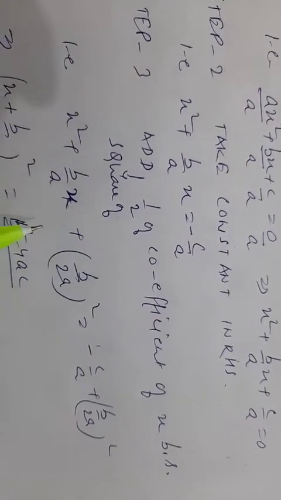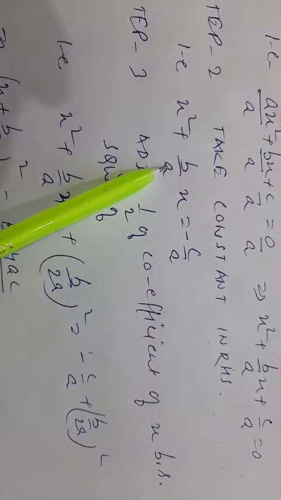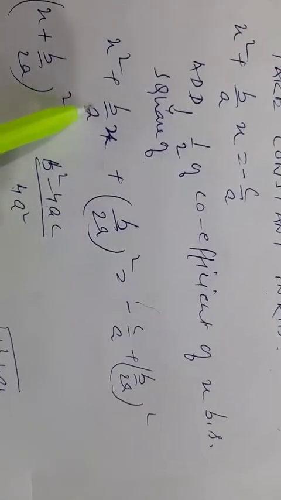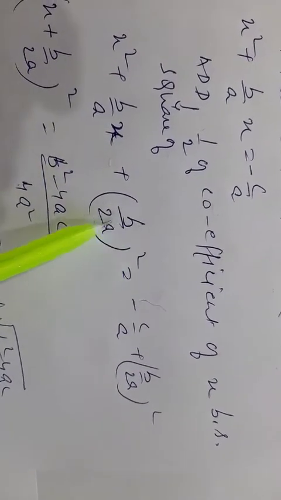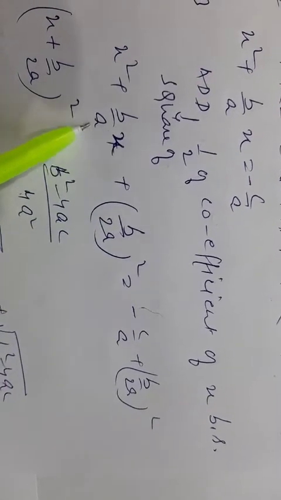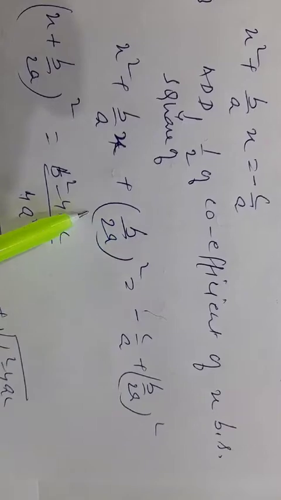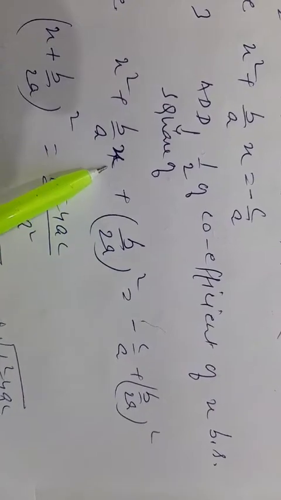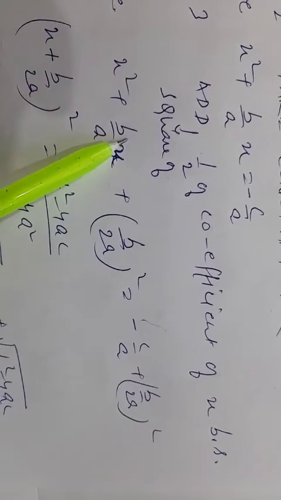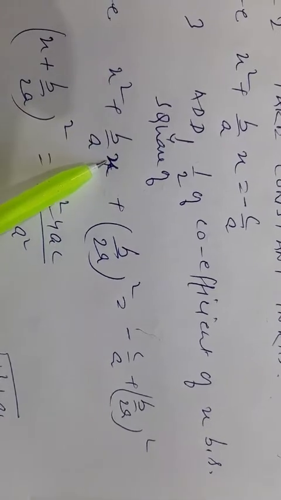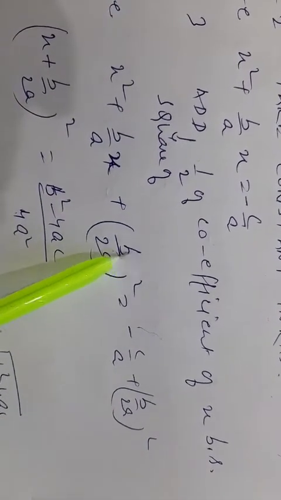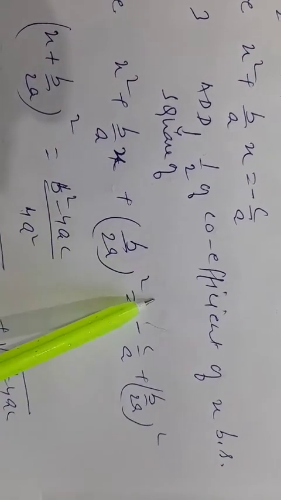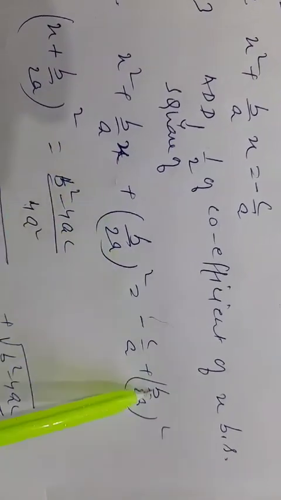Now our coefficient of x was b by a. So what we have done? We have taken b by 2a, because half of b by a will be equal to b by 2a. And then we have made the square of it. It means that we have made half of the coefficient of x. Since the coefficient of x is b by a, half of b by a will be equal to b by 2a. And when we square it, we have added it on both sides.